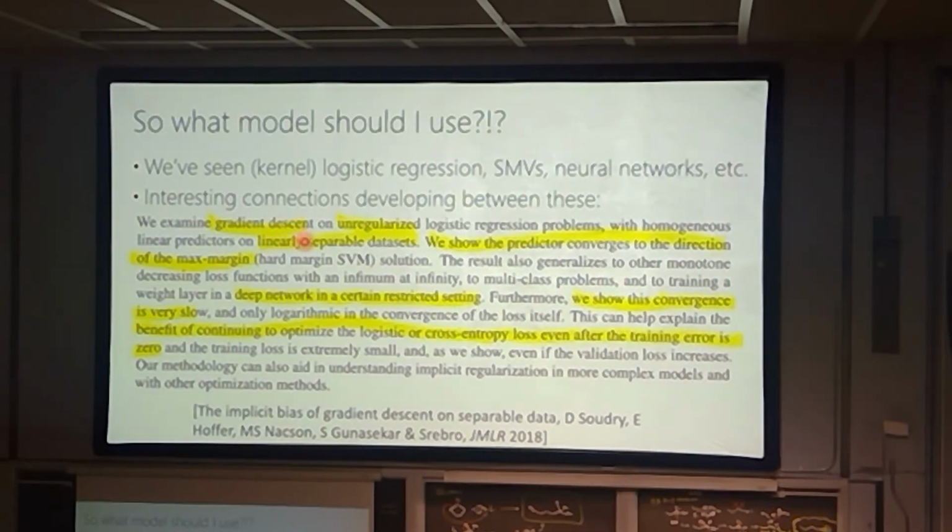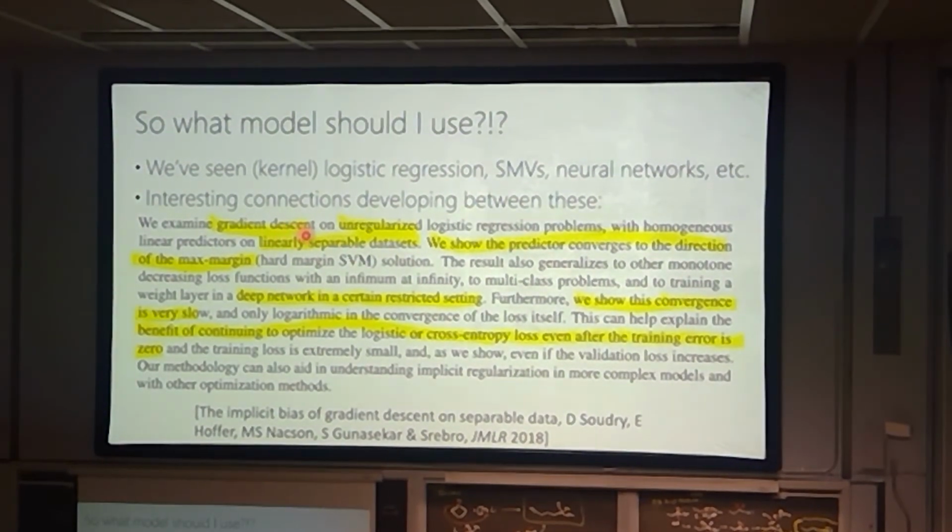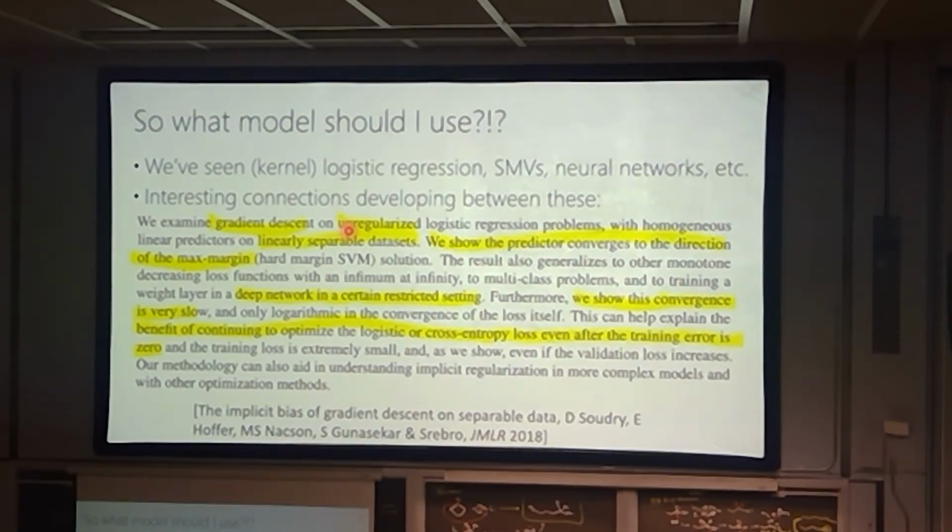In particular, what's emerging is that if you use gradient descent on unregularized logistic regression, and the data is separable, then they show that the predictor converges in the direction of the max margin. Basically, you end up with a max margin solver. So max margin kind of corresponds to ridge, and yet even if you don't add the ridge penalty to logistic regression, but you do gradient descent, you will end up with a max margin solution. So this is pretty mind-blowing, right?